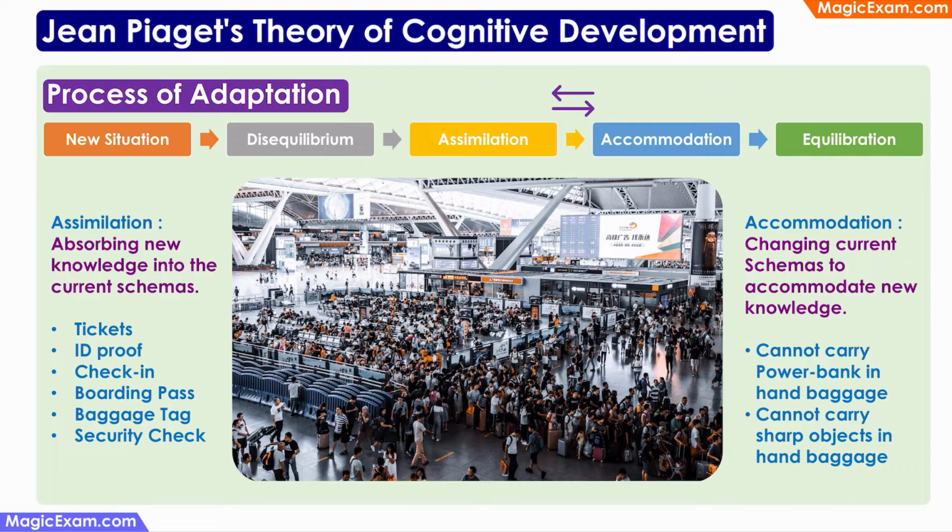Next, let us talk about Jean Piaget's process of adaptation. Piaget says that whenever we come across a new situation, we start with a state of disequilibrium and then we assimilate some new knowledge or we accommodate some new knowledge and then we reach a stage of equilibration.